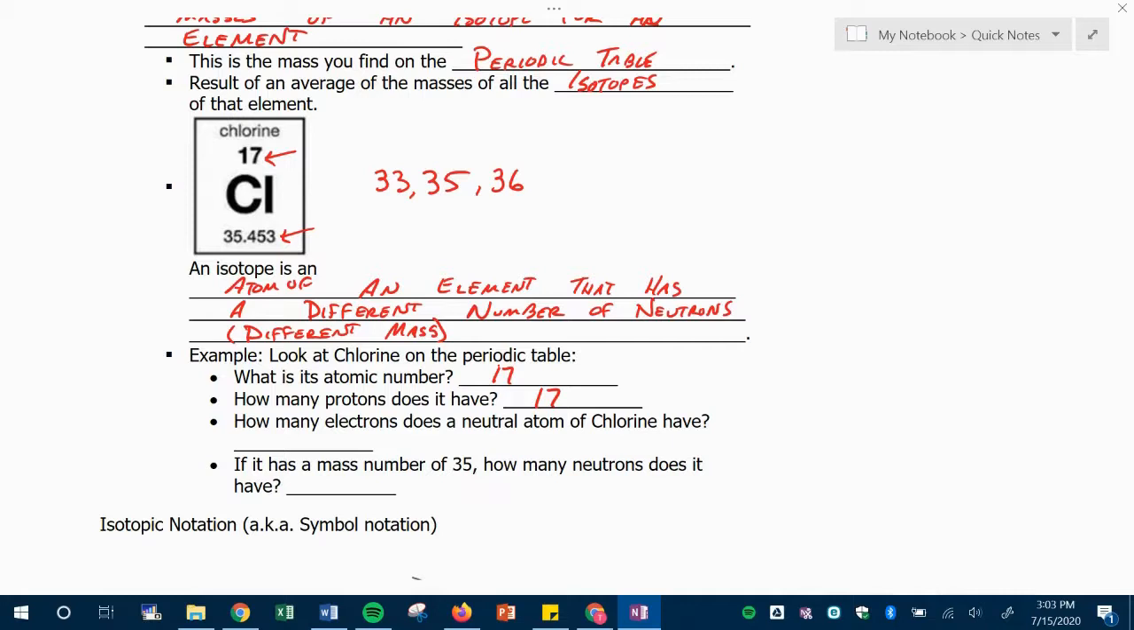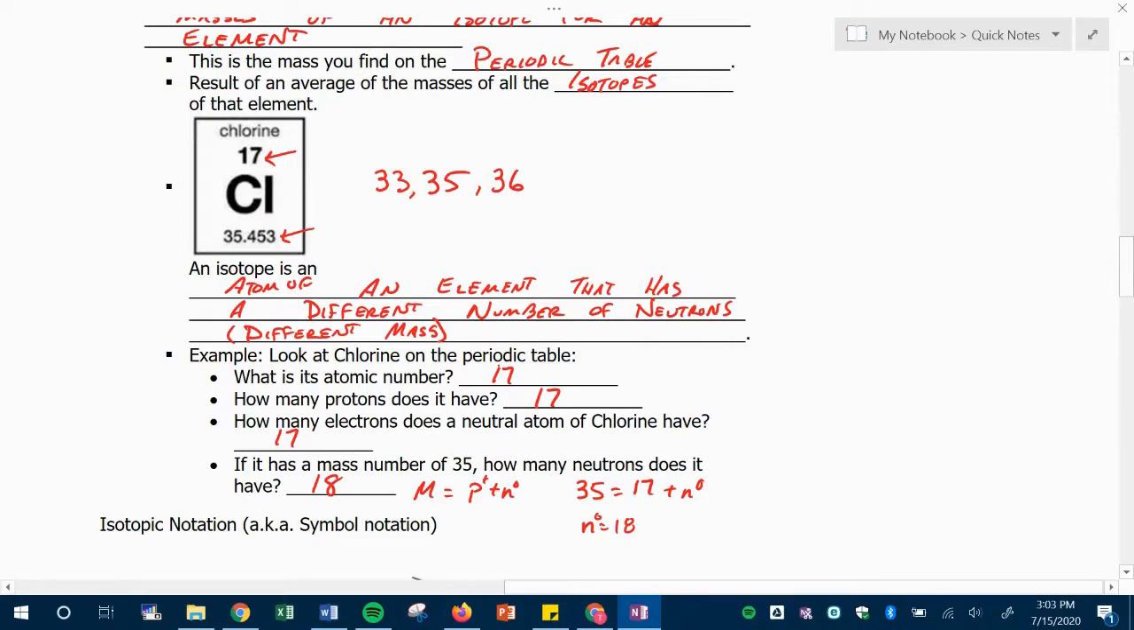Now remember, if it's neutral, that does mean that it has to be the same as the number of protons, so 17 again. And then finally, if it has a mass number of 35, how many neutrons does it have? Well, remember, mass is equal to our protons plus our neutrons. That means if our mass is 35, we have 35 equals our 17 protons plus our neutrons. And so if we subtract, we get that our number of neutrons is equal to 18. So it has 18 neutrons.